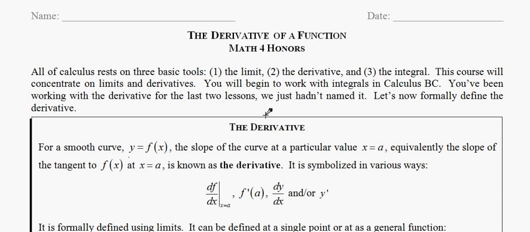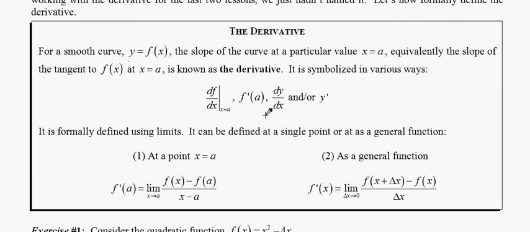We're going to say that the slope of the curve, also the slope of the tangent line at a particular value of x, is known as the derivative. It's got a lot of different symbolisms over the years because of its historical development. And we want to take a look at a few of them right now.